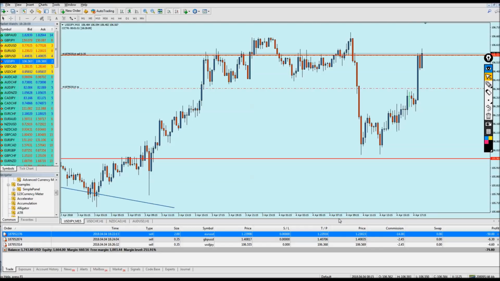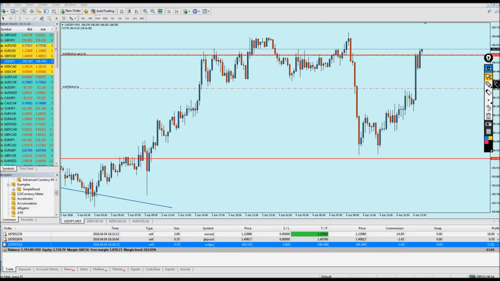Maybe I will have to set it like this at the next nearest resistance. So far we have 3 trades. Let's wait and see how we are doing later. I will pause the video for now.